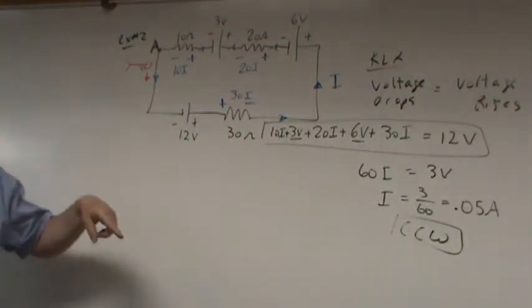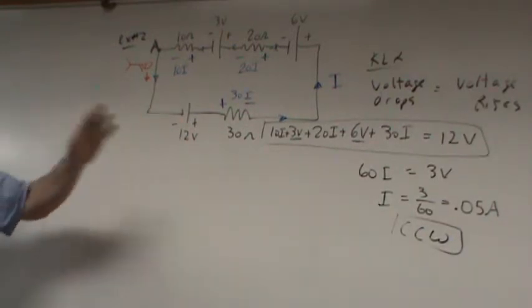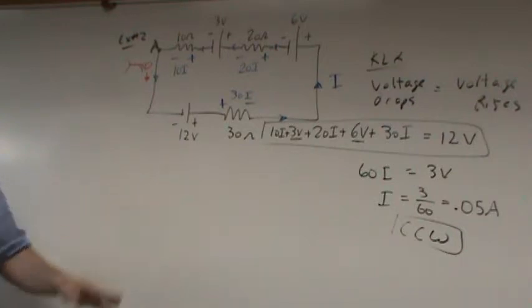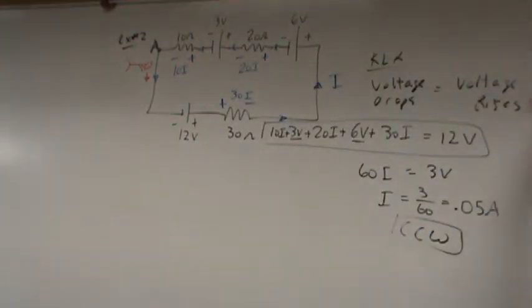How many people ended up getting 0.05? Okay, good, many of you. Any questions or issues on this? Well then, hey, it's time to do example four. I'm going to show you example four now.